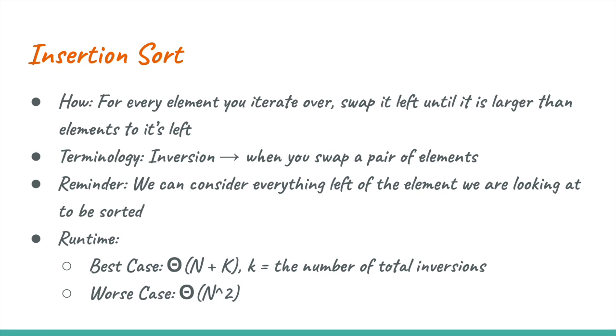If we define an inversion to be the swap of a pair of elements, then the best case runtime of this algorithm is theta n plus k, where n is the number of elements in the list and k is the number of total inversions. The worst case runtime would be theta n squared.